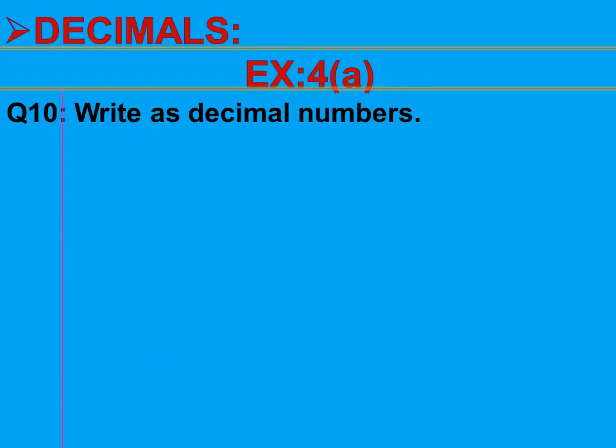Now we will move to the next question, question number 10. Write as decimal numbers. First part, that is 18 tenths. Dear students, this tenths shows that we have to divide this 18 by 10. Okay, after dividing it by 10, we will replace the 0 with the digits in the numerator. Okay, we will replace this 0 with 8 and we will replace the 1 in the denominator with a point. Okay, so at the end we will get the answer 1.8.